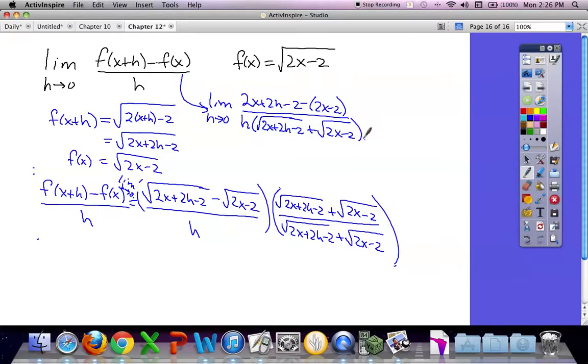Now at this time we're looking for a lot of things to cancel in the numerator. And if you notice, let me change colors here. The 2x cancels with the 2x because that's a minus 2x. This minus 2 cancels with this. It's minus a negative, so that's plus. And the only thing that's left is 2h. Right? In the numerator, that's all we've got left. So this is the limit as h approaches 0 of 2h divided by h times the square root of 2x plus 2h minus 2 plus the square root of 2x minus 2.